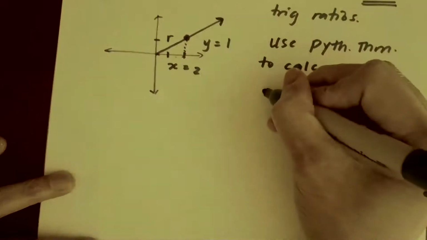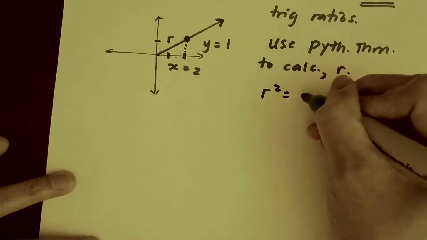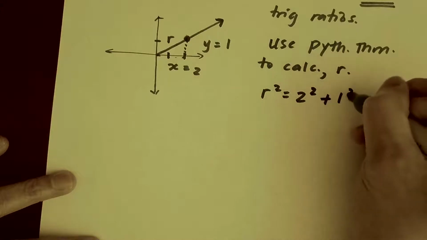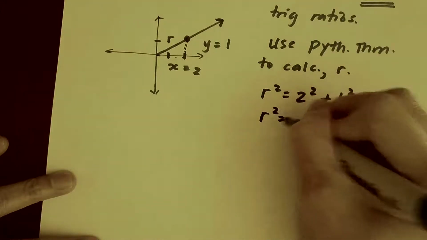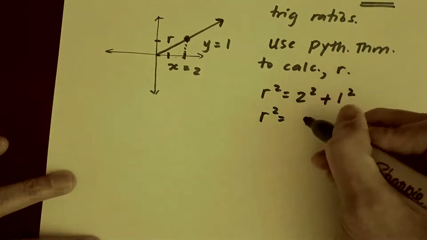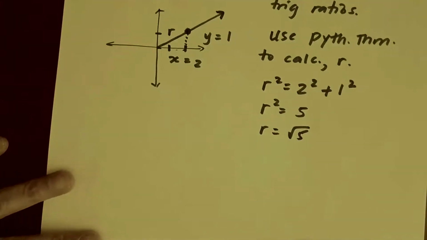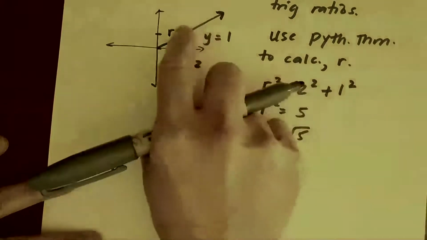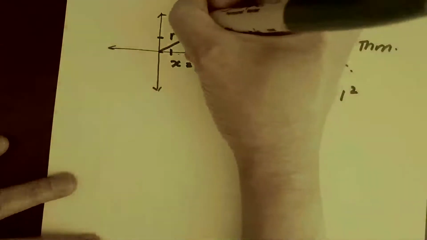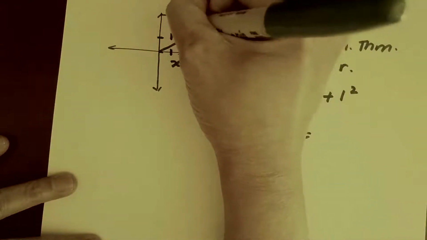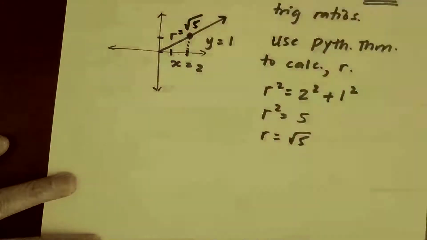How do we do that? So r squared is equal to 2 squared plus 1 squared. So r squared is equal to 5. Therefore r is the root of 5. So now I know r is the root of 5.